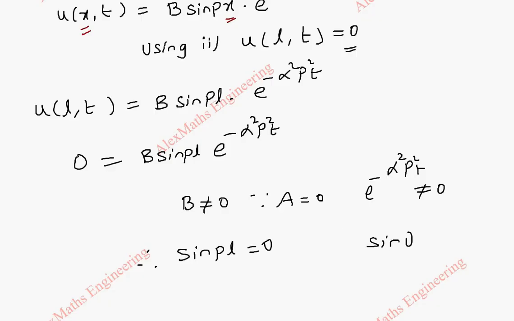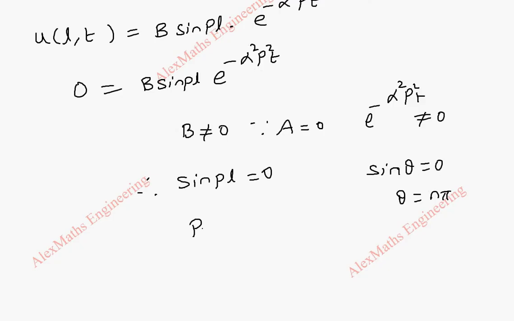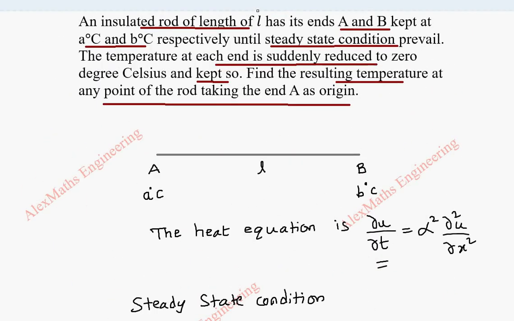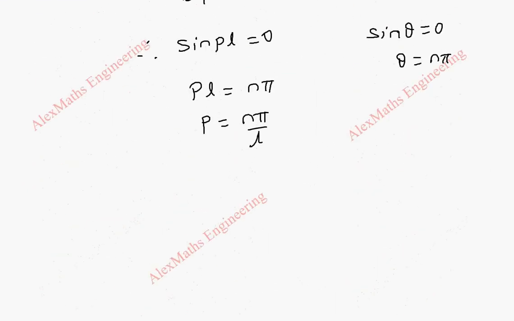Whenever we have sin theta equal to 0, its solution theta is n pi. So PL equals n pi, and from this P is n pi by L. So we are going to use that in our solution, replacing P.